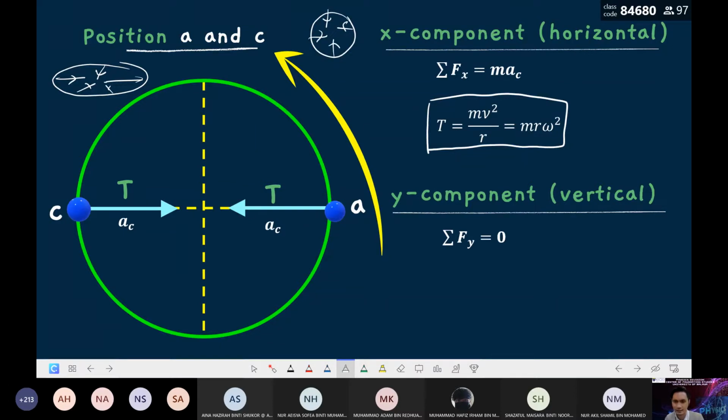Tapi centripetal acceleration sama. Sebab centripetal acceleration is v squared over r. Dia hanya berubah dengan velocity. Velocity tak berubah, jadi a_c sama. Tapi untuk centripetal force, dia ada effect dekat centripetal force tu. Apa yang bagi effect dekat centripetal force tu? Untuk position horizontal is only tension. Tapi nanti bila kita pergi dekat maximum, dia akan ada effect daripada gravity. I will show you after this.